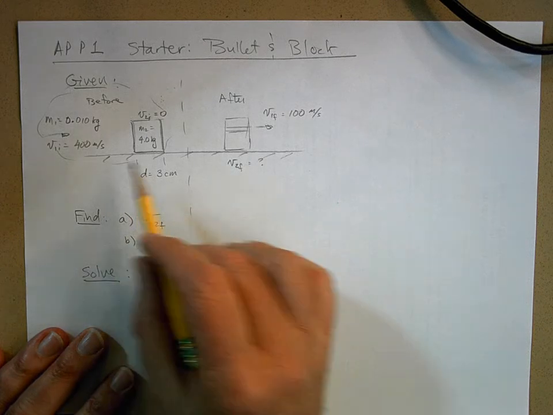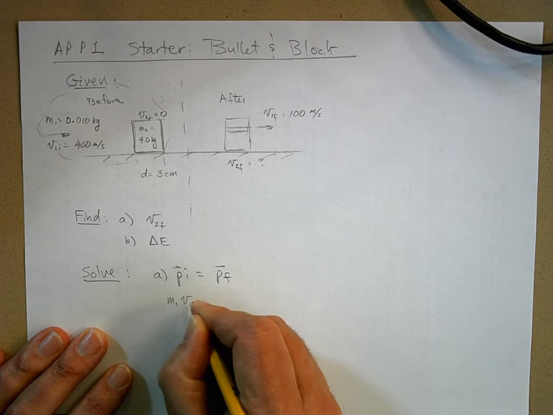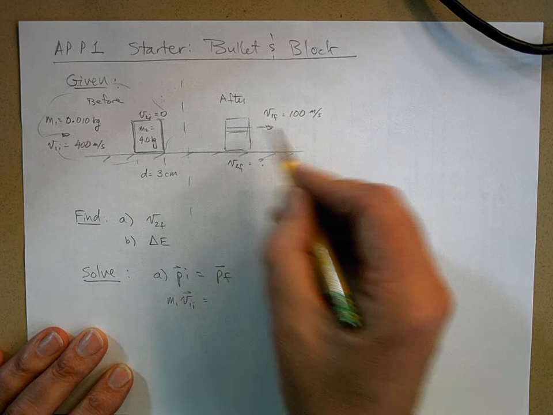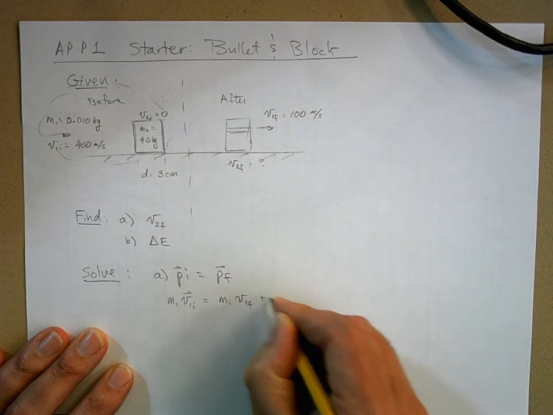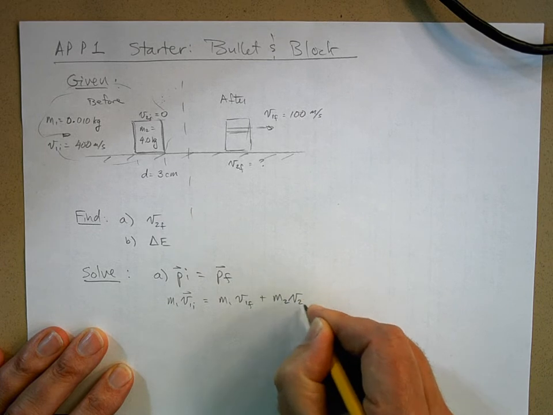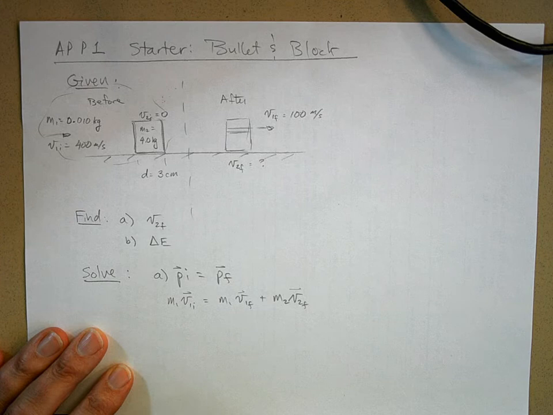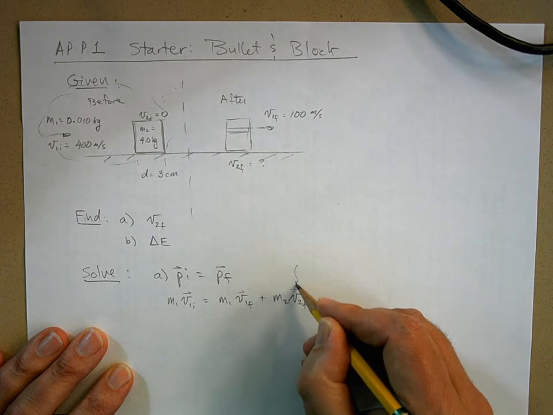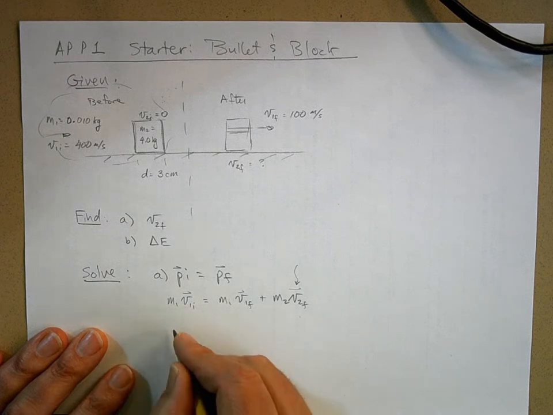So what is the initial momentum? Well, it's all in the bullet. And then what is the final momentum? Well, it's in the bullet and the block. And it's that simple. Now, what are we solving for? We're solving for the final velocity of the block, and we know everything else. Everything is given. So we just use our algebra skills to say V2 final.